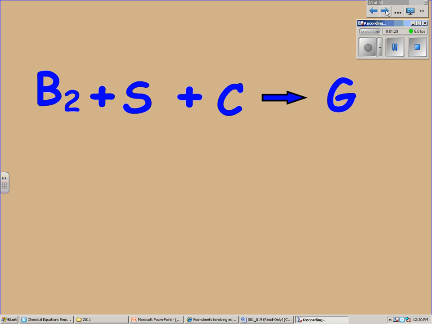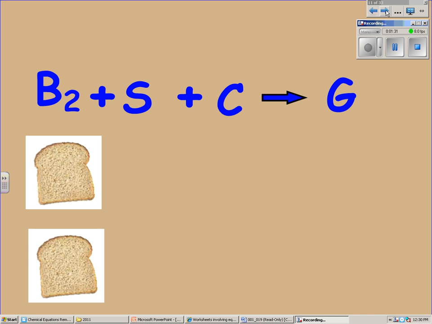So how do you read these things? Well, first of all, you need to know what the letters mean. In this case, this is a chemical equation or recipe for making a sandwich. So when you look at the B there, the B stands for bread. And next to it, there's this number 2 here. That means you have 2 slices of bread.